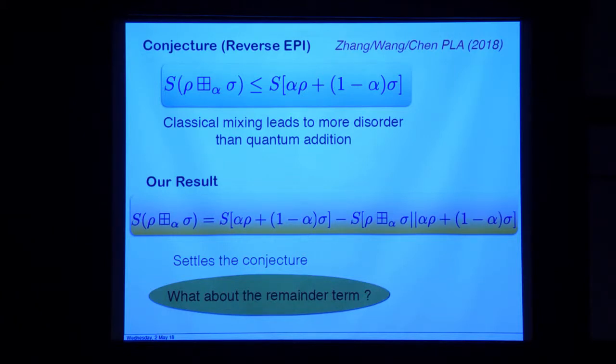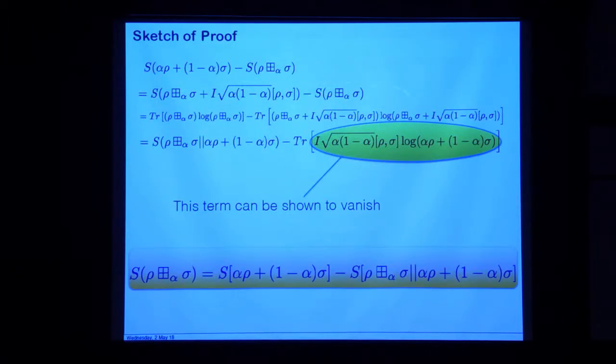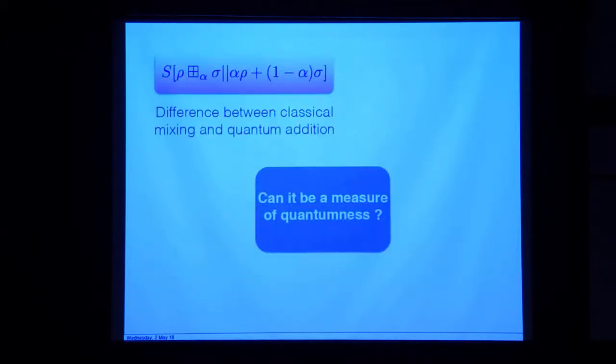So we look at this term. So here is a proof, but don't worry about the proof. Essentially this difference turns out to be this minus this, and that goes to 0. Our main focus is the difference between this and this, the entropy of classical mixing and quantum mixing, and that is essentially the relative entropy of these two density matrices. So the question is the following: can this difference capture some quantumness?